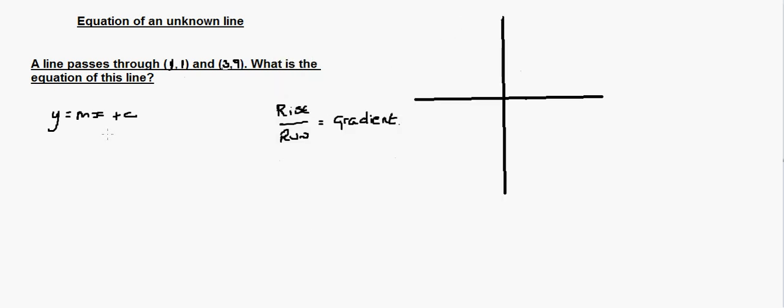Okay, so we've got a new question. A line passes through 1, 1 and 3, 9. What is the equation of this line? So I've got my little sketch. Now 1, 1 would be, I don't know, around about here, and 3, 9 maybe somewhere here. Remember, it's only a sketch.